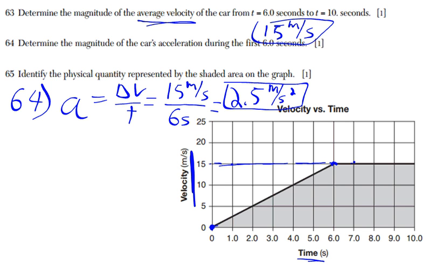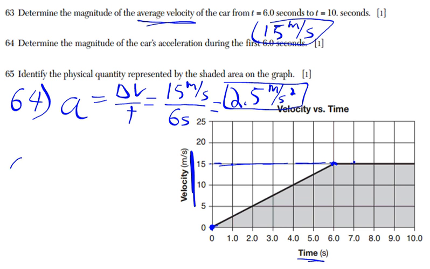And that's our acceleration. You could have gotten the same answer from doing the slope of the graph during this time interval. Rise over run, or change in y over change in x, you would have plugged in the same values and gotten the same answer, 2.5 meters per second squared.